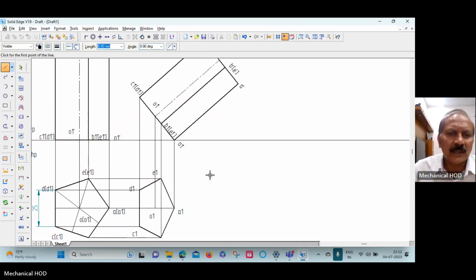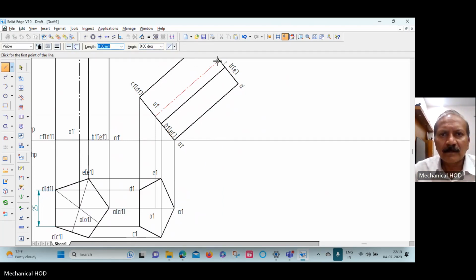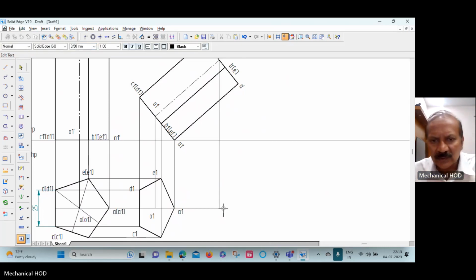Now draw the vertical from the axis here. Vertical from the axis O1 dash from the top front view. Then extend this line from here to here. Then commit. This is O, the axis line.